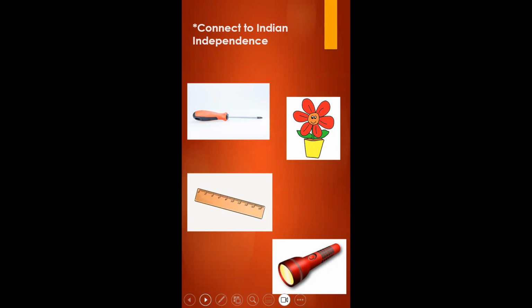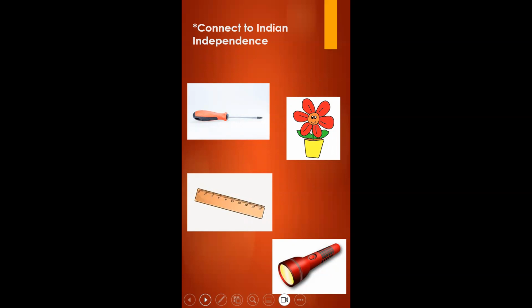And I say, okay, well, it's time for artifact basket. Students go and grab an item, or maybe I choose an item for them, and they have to connect it to whatever it is we're talking about today. So maybe they have the topic of Indian independence. So they pull out a screwdriver and they say, okay, well, this is a tool.